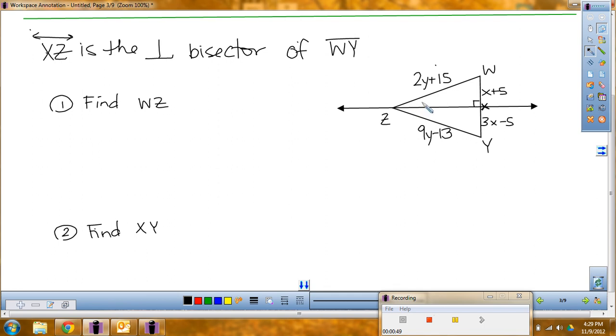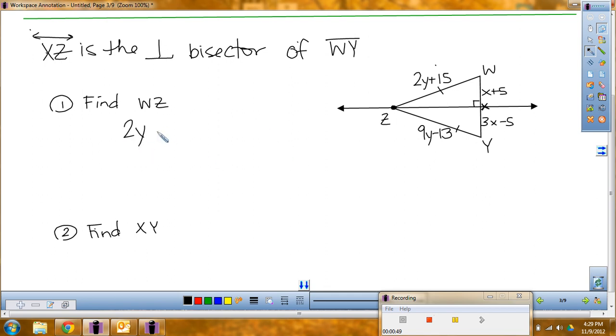Well, if we know this is a perpendicular bisector, then the theorem we talked about in yesterday's notes says that any point that lies on a perpendicular bisector is equidistant from the segment that it bisects. So if this is bisecting WY, then Z is equidistant from W, and Z is equidistant from Y. So they are congruent. So we can go ahead and set up our solution.